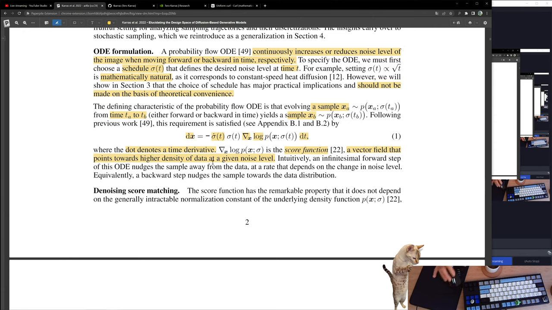So there's more stuff there, more image there. Infinitesimal forward step with this ODE nudges the sample away from the data and at a rate that depends on the change in noise level. A backward step nudges the sample towards the data's distribution. Okay, so this is basically the explicit noising and denoising that is happening here.